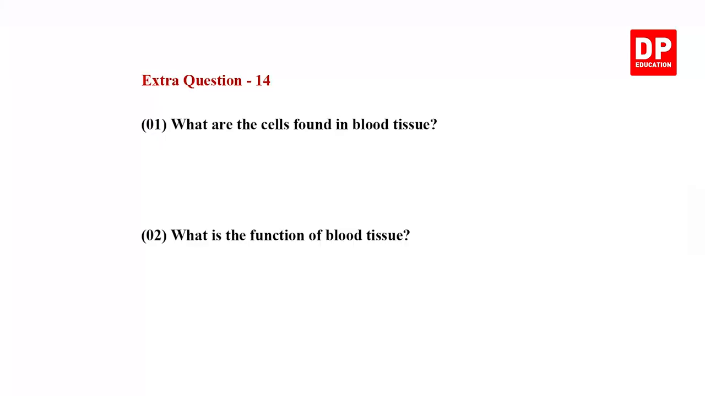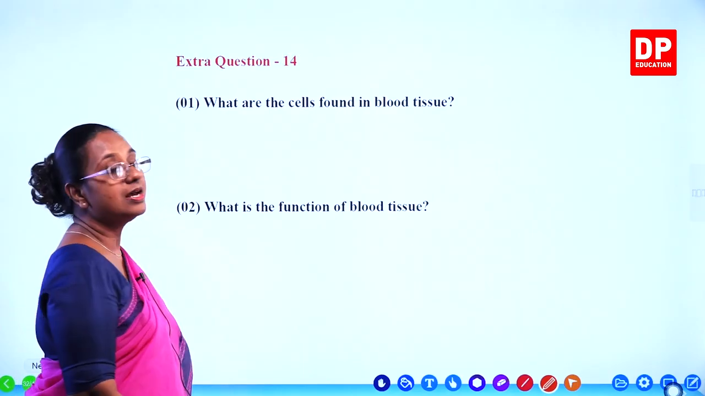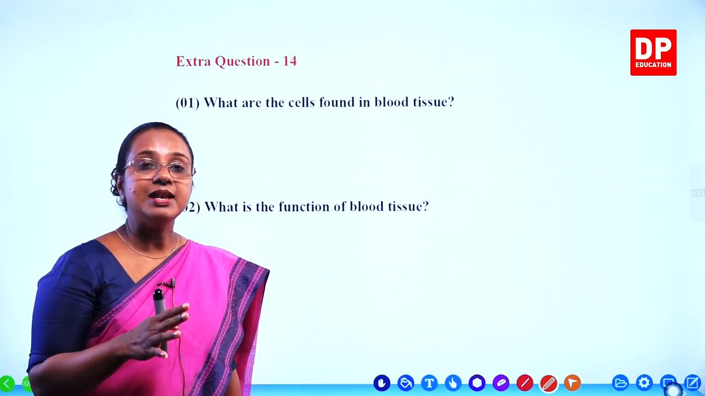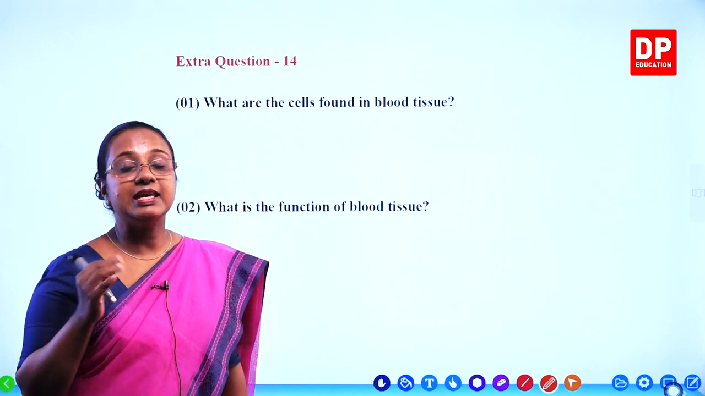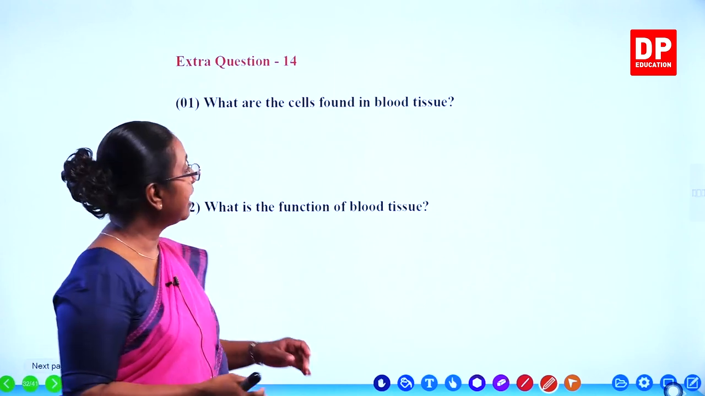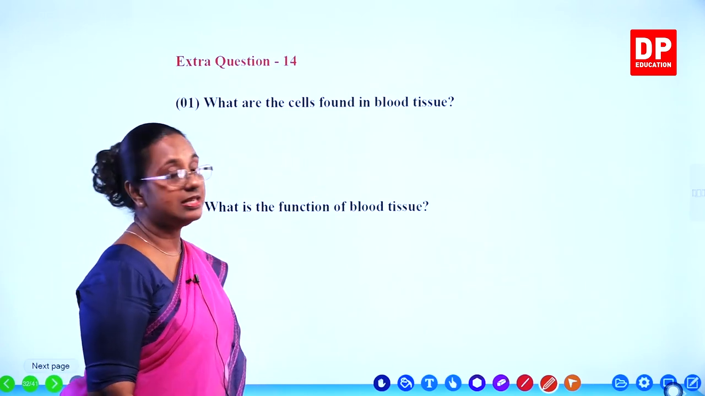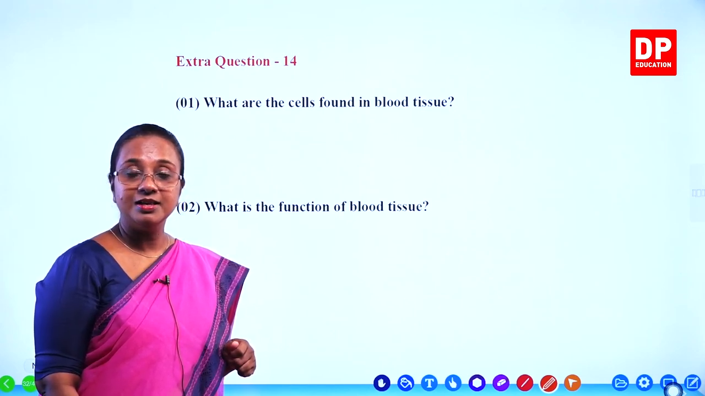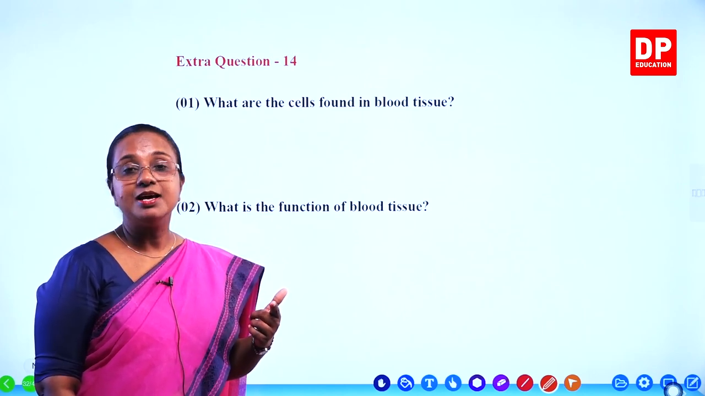Extra question 14. What are the cells found in blood tissue? I'm sure you can remember, students, blood consists of a matrix that is called the plasma, and in the plasma there are different types of cells and tissues. That is a special feature of connective tissue, and blood is a connective tissue. What are the cells present in blood? The red blood cells and the white blood cells.